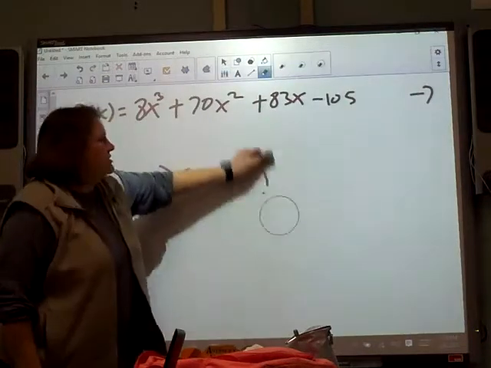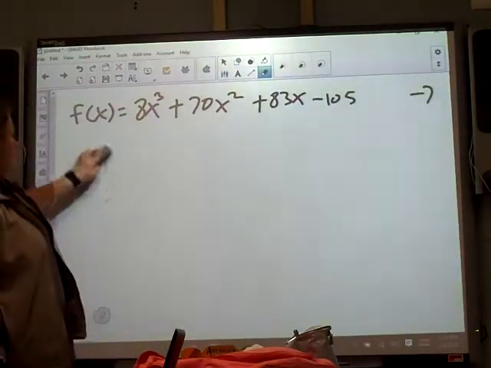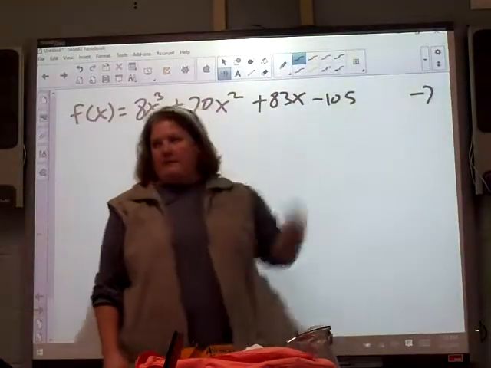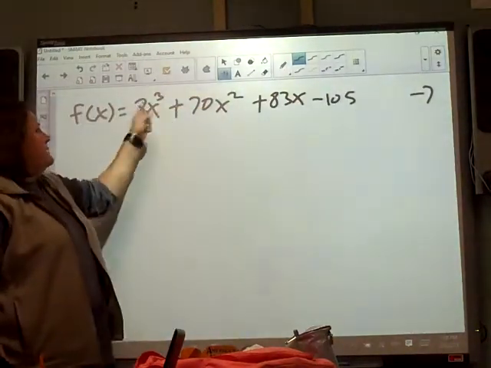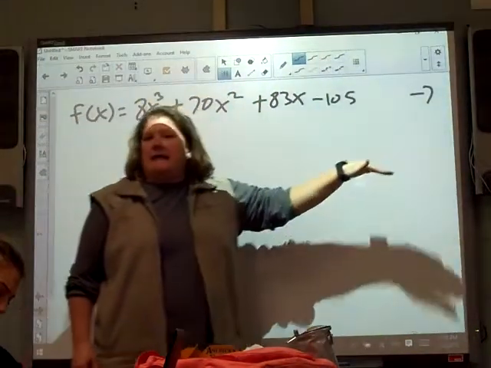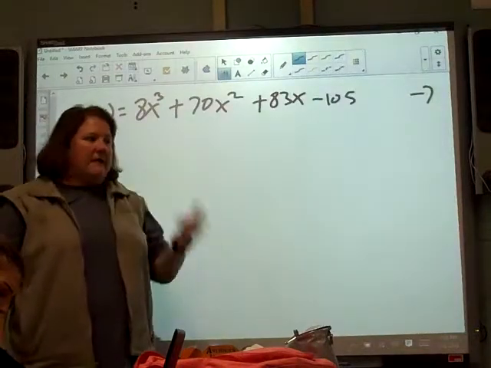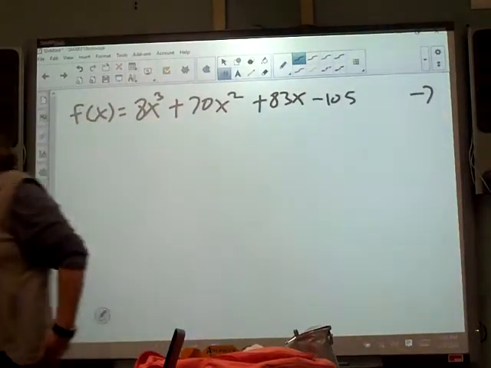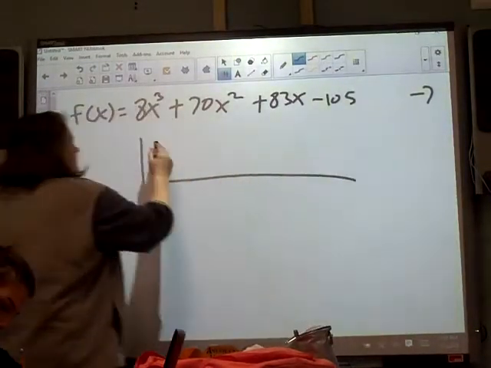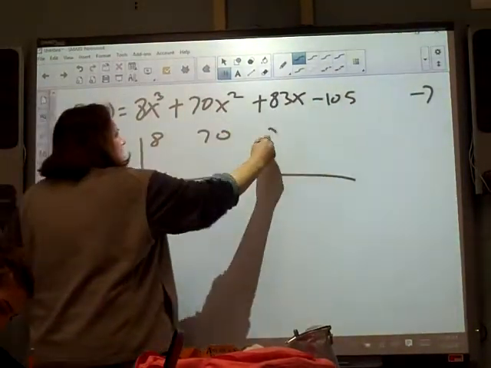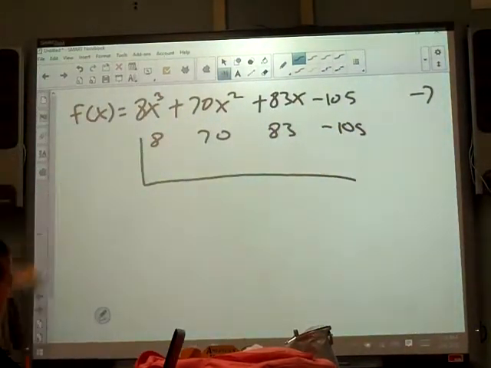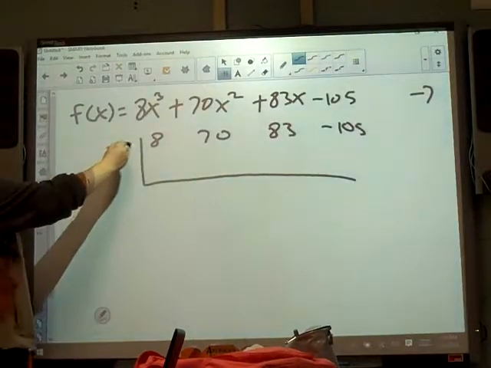So what we're going to start with here, they're being nice to us and telling us that negative 7 will get me a 0. So I can take what started off as a cubed, use that negative 7, and get it down to a squared, so that then I can factor it. So set your synthetic division up. 8x cubed, 70x squared, 83x, negative 105. Well, do I put a negative 7 or a 7 out here? Negative, good.